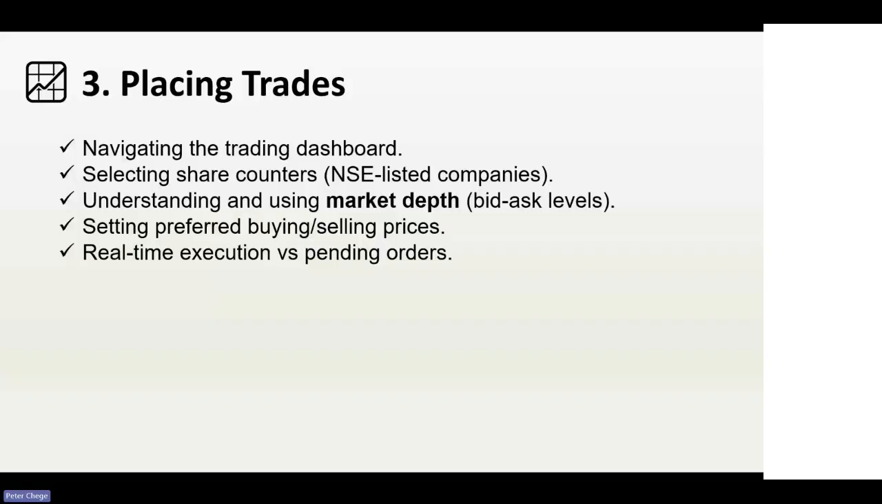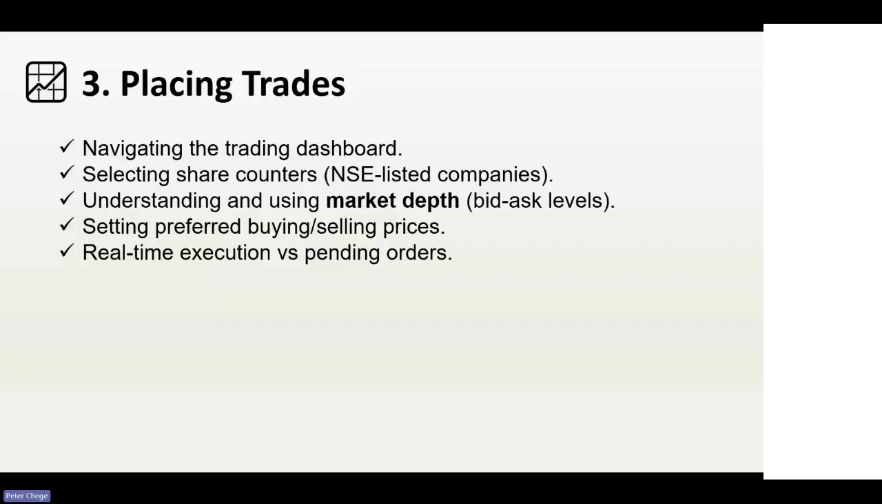We'll go in layman terms with an example that you know, either a supermarket, how you queue, or a bus, when you're boarding a bus to come to the office or to go home. I'll use that as an analogy so that you understand market depth. Then setting preferred buying and selling price. We'll come to that, and you'll see real-time execution and pending orders. Let's go to the next screen. I will explain these market orders, limit orders, and day orders.